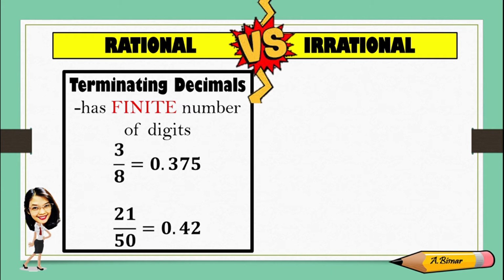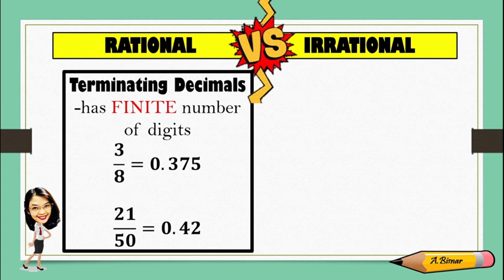Another, terminating decimals. This has a finite number of digits. When we say finite, we can still count the number of digits. Say we have 3/8, which is equivalent to 0.375. Since we can still count the number of digits, then it is a terminating decimal. And since this decimal can be represented as a fraction, then it is rational.